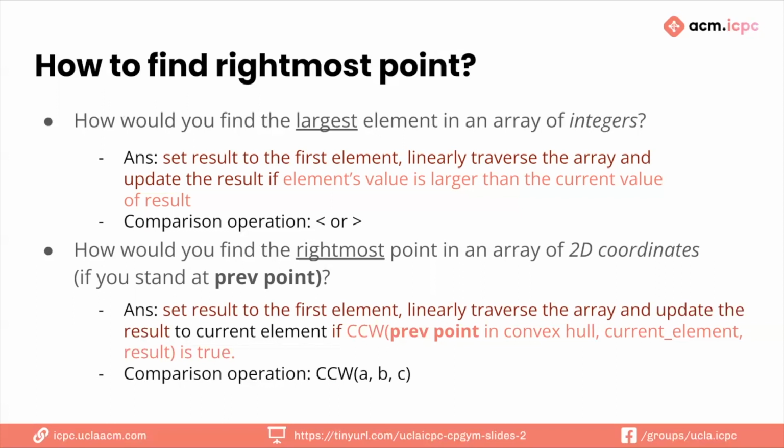So here, the comparison operation is actually the function that we just discussed, the counterclockwise, which will return true if points A, B, C are ordered counterclockwise, and false if they're ordered clockwise. It might be a bit difficult to grasp why exactly this would lead to the correct result. So let's look at an example.